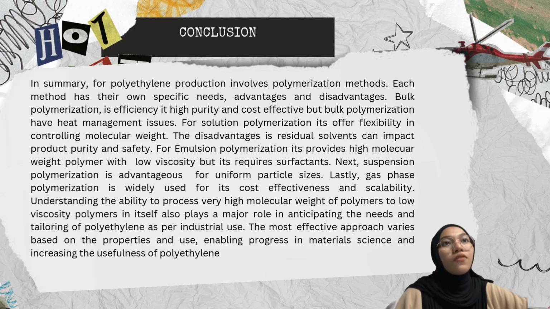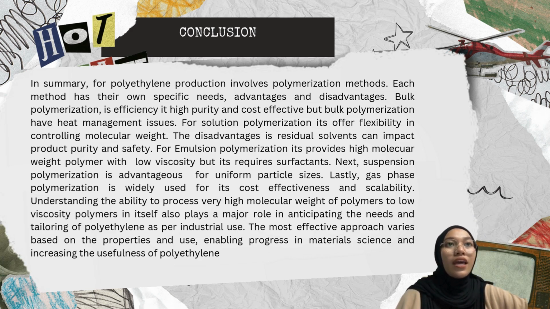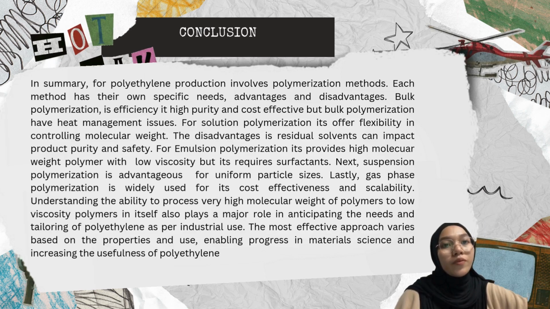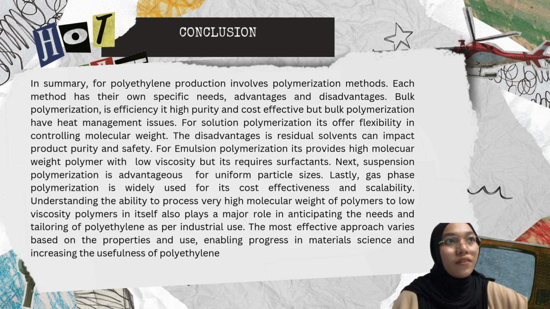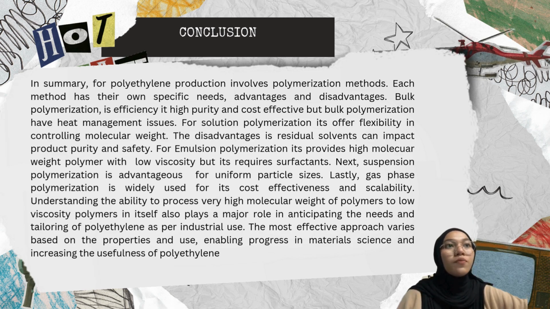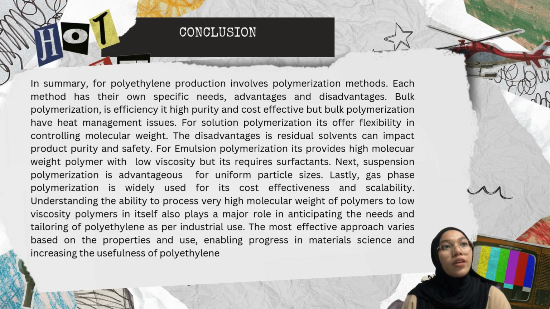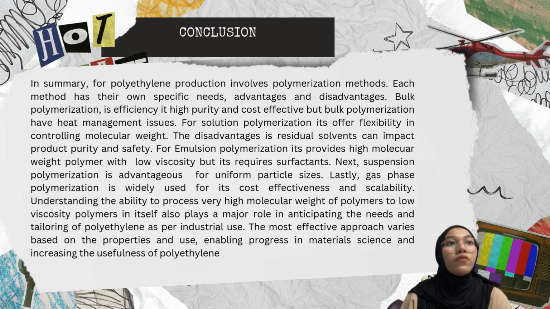In summary, polyethylene production involves various polymerization methods, and each method has its own specific needs, advantages and disadvantages. Bulk polymerization is efficient because of its high purity and cost effectiveness, but it has heat management issues. Solution polymerization offers flexibility in controlling molecular weight. Emulsion polymerization provides high molecular weight polymer with low viscosity.